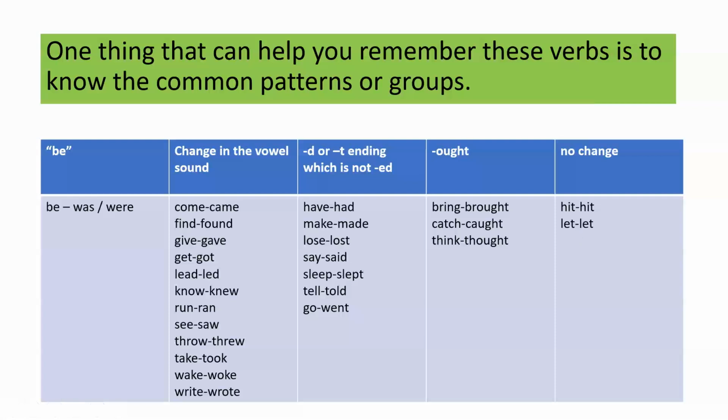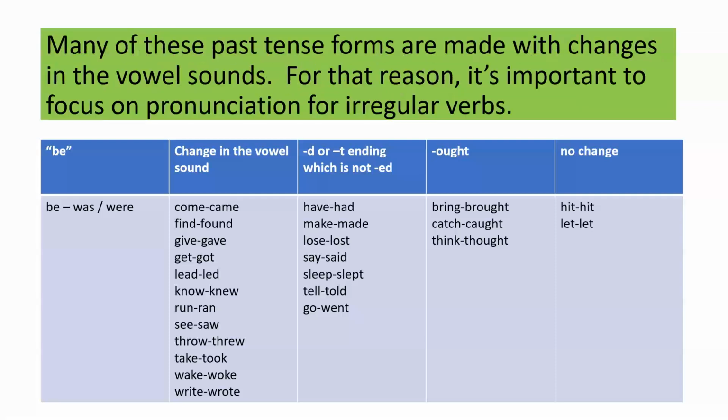So some students like to study the words that are similar all in a group together, and that's definitely a possible strategy you could use as you try to learn these. Now, many of the past tense forms are made with changes in the vowel sounds here. So you can see this list is longer than any of the other lists. For that reason, it's important to focus on pronunciation for irregular verbs.